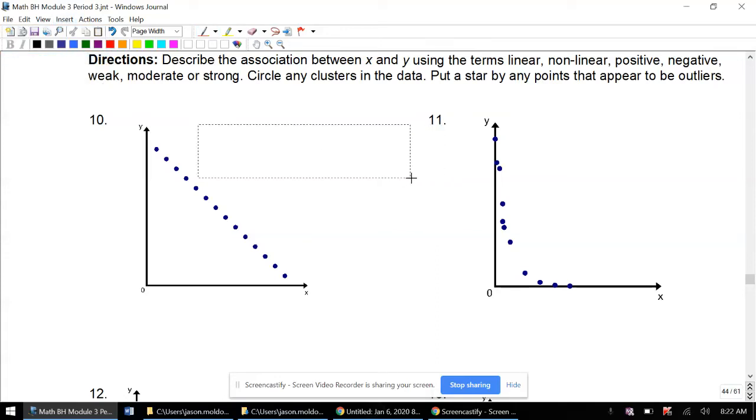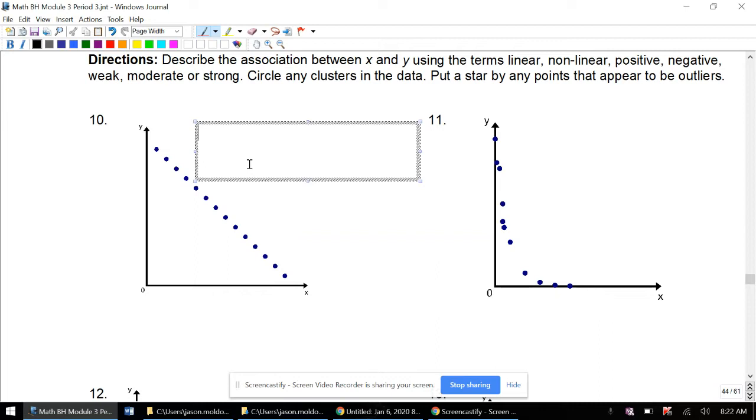On this last page, we're going to kind of do the same thing. We do not need to define a variable for x and y, but it does say we're going to describe the association. It reminds us of which words we're going to use: linear, nonlinear, positive, negative, weak, moderate, strong, maybe even perfect. We're also going to identify clusters and/or outliers.